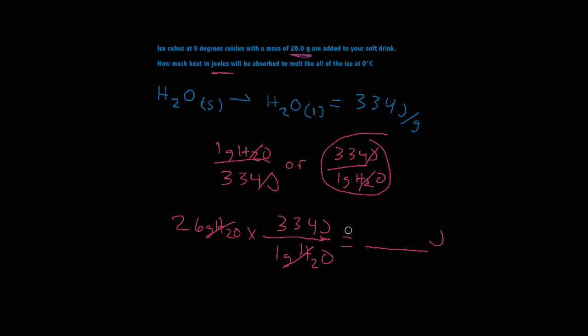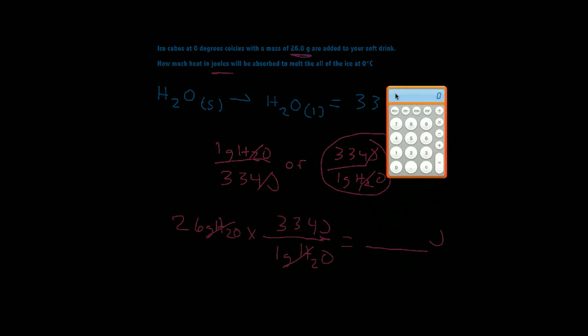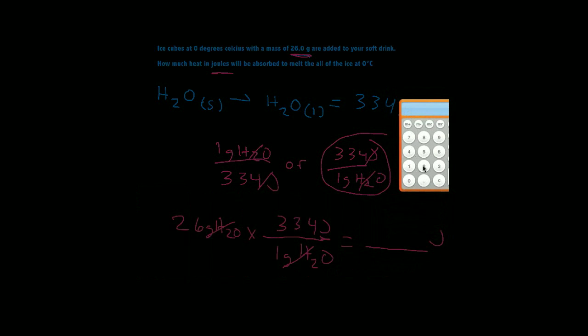We set up our formula. All we had to do is multiply 26 by 334, divide that by 1, and then that gives us our answer. So let's go ahead and do that. So bring in a calculator here. 26 times 334 equals 8,684 joules.